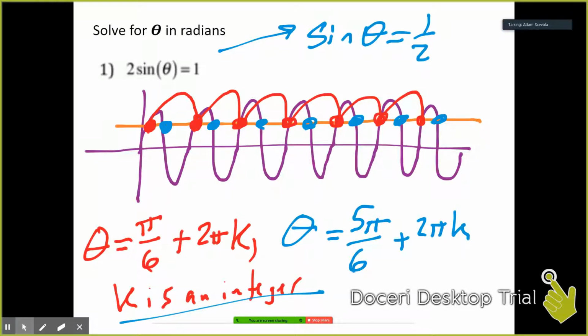So what that means is, let's say k is 5. Well, then you got 5 pi over 6 plus 5 times 2 pi. So plus 2 pi, plus 4 pi, plus 6 pi, plus 8 pi, plus 10 pi.